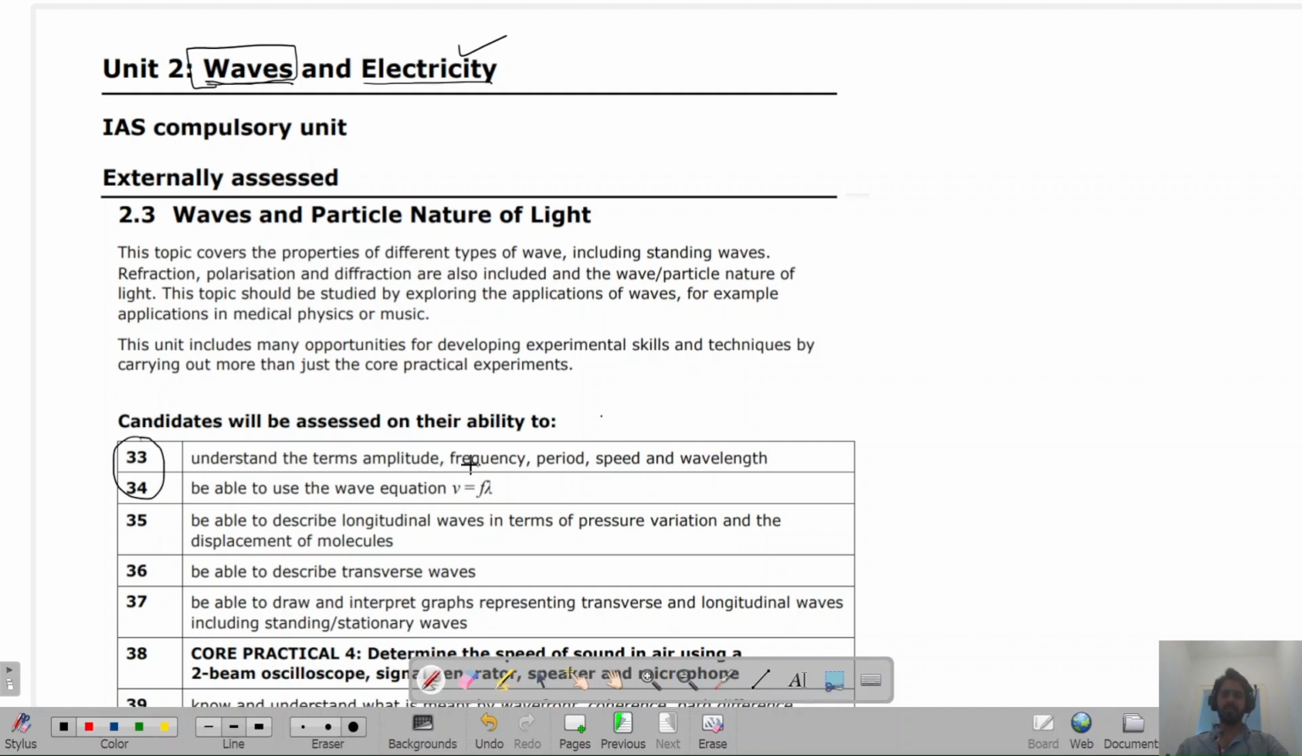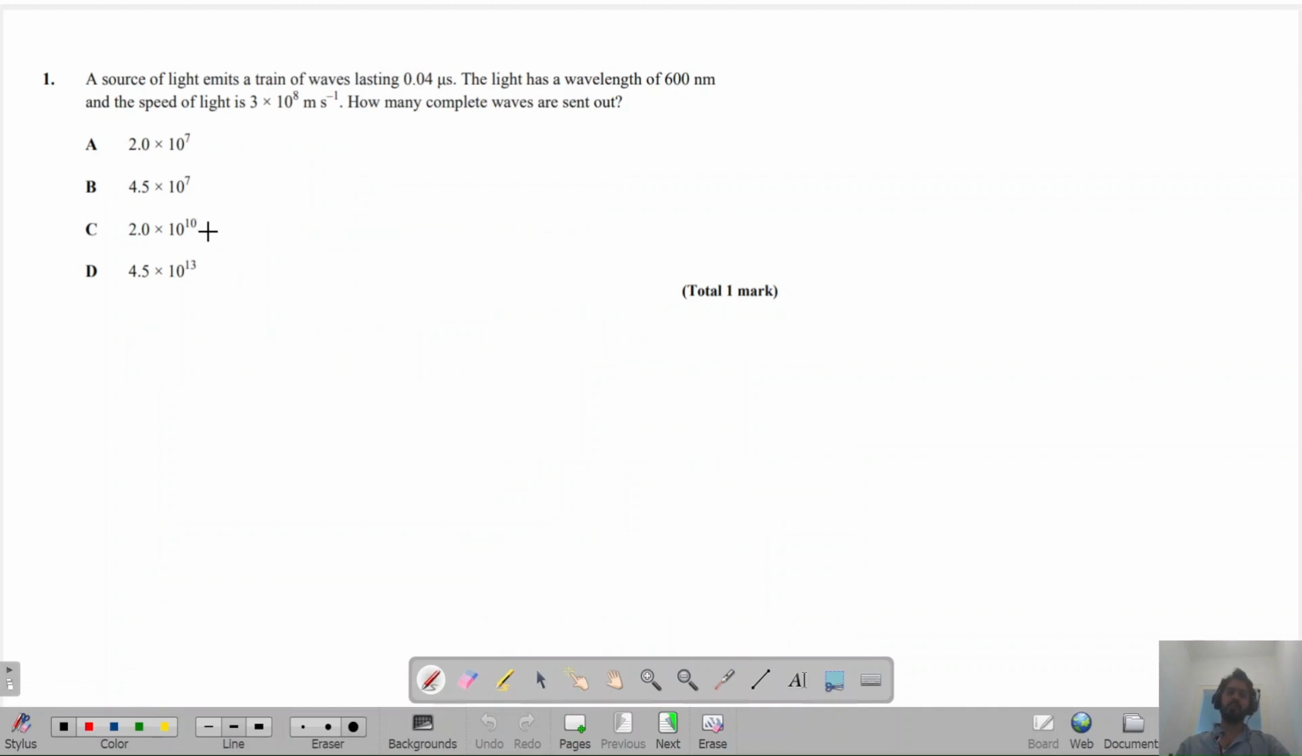So you can see some basic definitions, and we will be using this first equation for this chapter, v equals f lambda, to solve this first question. I've chosen this basic question to start this topic because this is the first video of this chapter and I want to start from the basics. So let's read the question first.